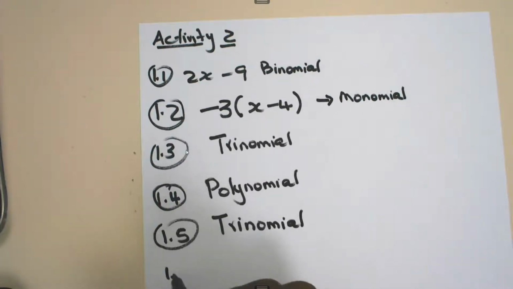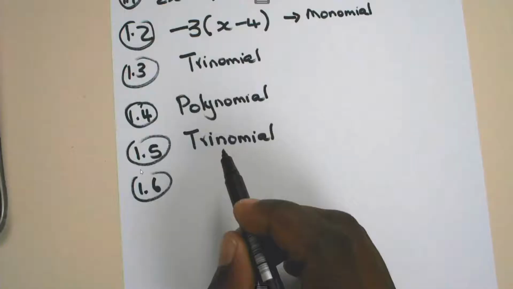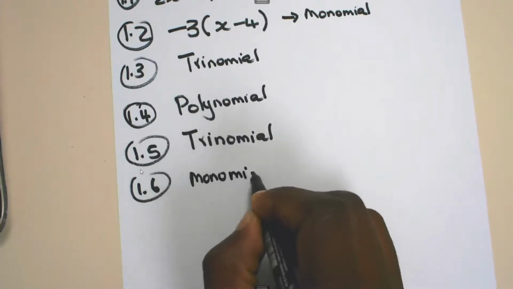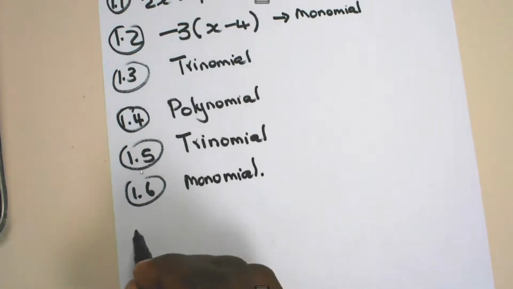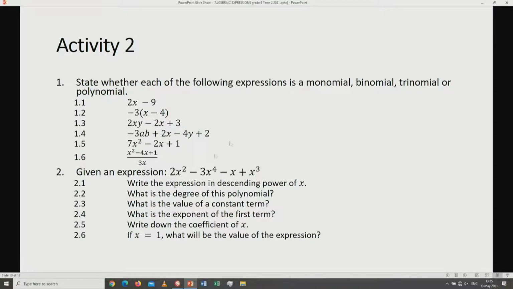Let's go to 1.6. Let's look at what 1.6 looks like. It is a quotient of 4x squared minus 4x plus 1 over 3x. Can you see that this is a single term because this is just one quotient? So because of that, we say 1.6 is a monomial. All right, let's go to 2.1. What is happening in 2.1? Oh, you are given an expression.